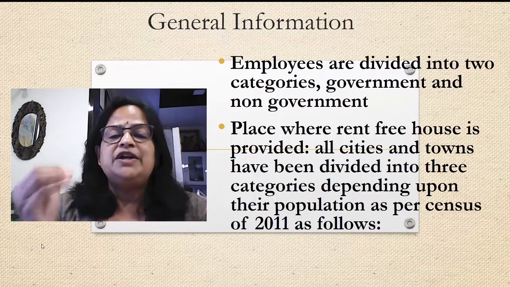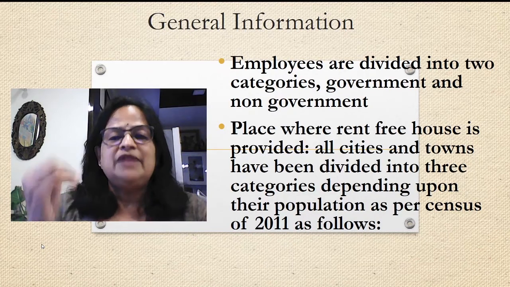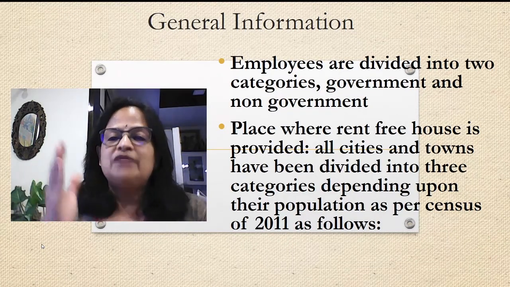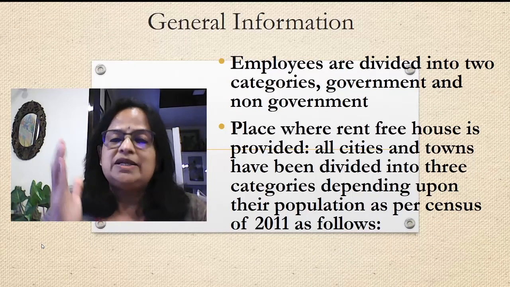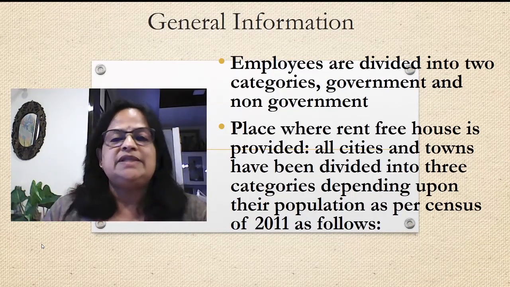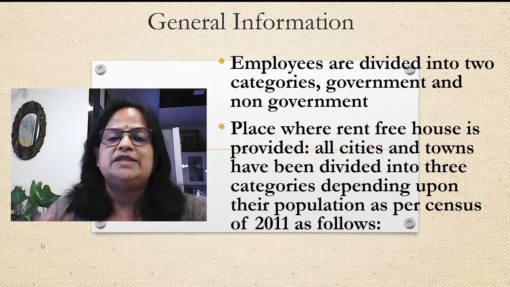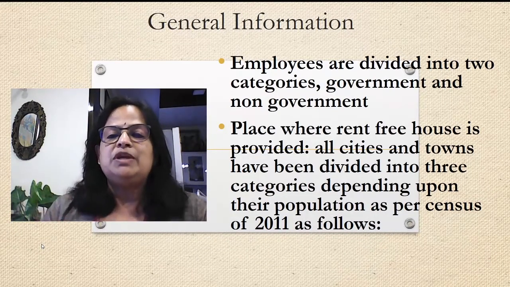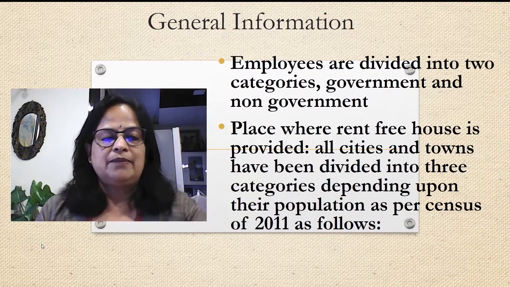Based on the census 2011 population, cities are divided into A, B and C. I will tell you how we are going to do that. Cities are divided into three categories: city A, city B, city C. The calculation will be different for each city, depending upon their population as per the 2011 census, as follows.